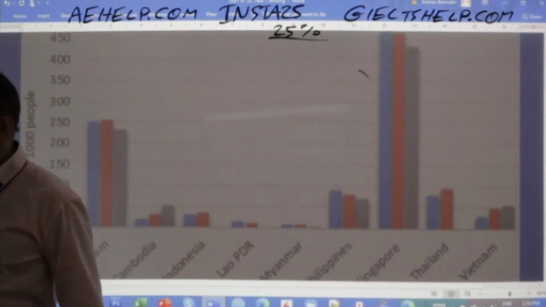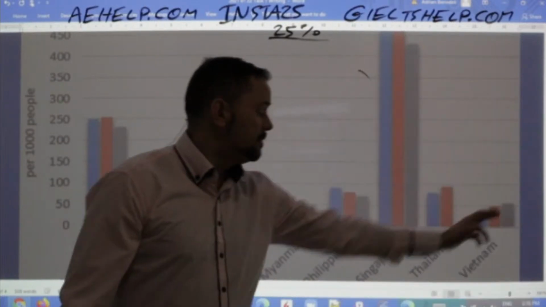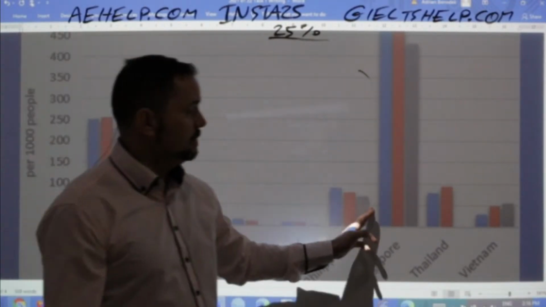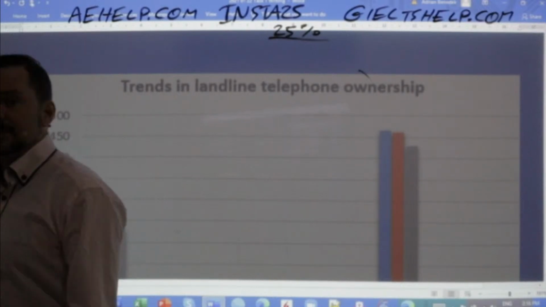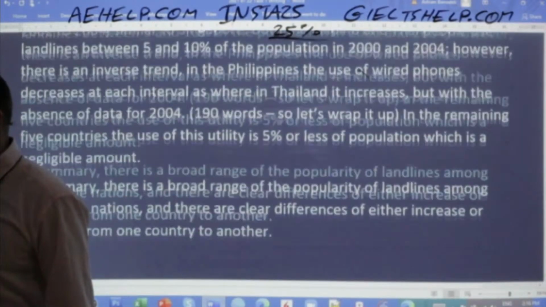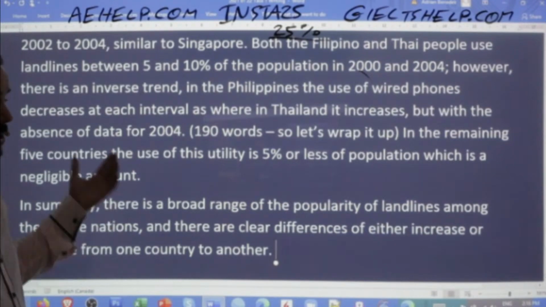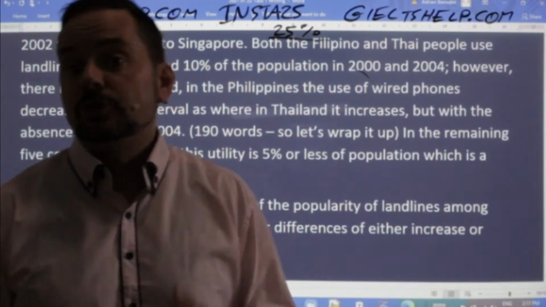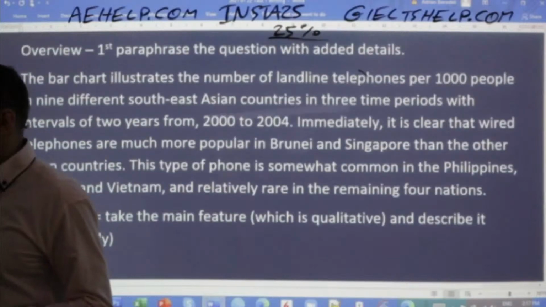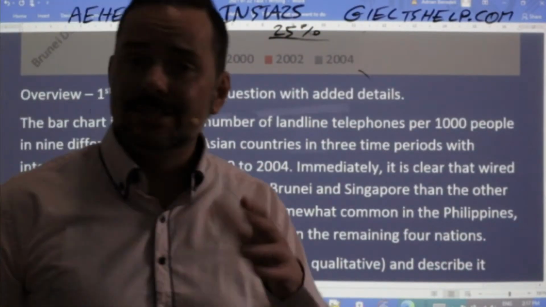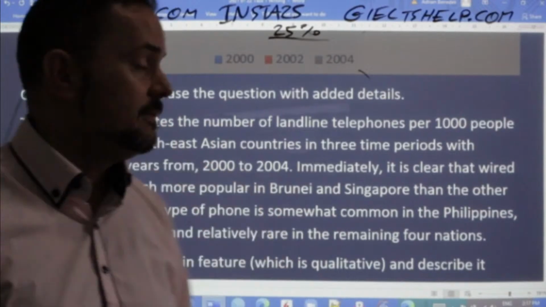So what I've learned by looking at this graph is in some countries every 2 years it goes down a bit. Some countries it goes up a bit, okay? Up a bit, down a bit, up a bit, up a bit, down a bit, okay? So clearly that's a different trend, and I'm reporting that in my summary, that we have some countries that increase slightly, some countries that decrease slightly, and we have some countries where a lot of people use landlines and some countries where a lot of people don't use landlines. That's what's most obvious. And then I end up with my Band 9 essay, okay? So here we go from the top, and this is about 210 words at this point, 215. This is about a Band 9 essay that describes all of the main features, okay?